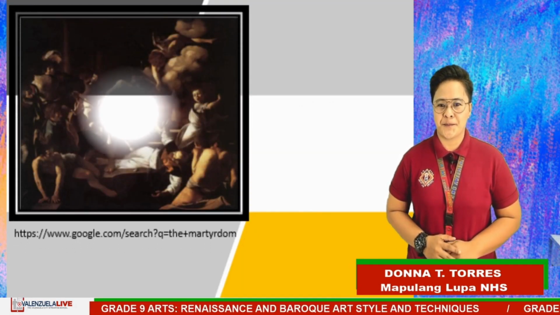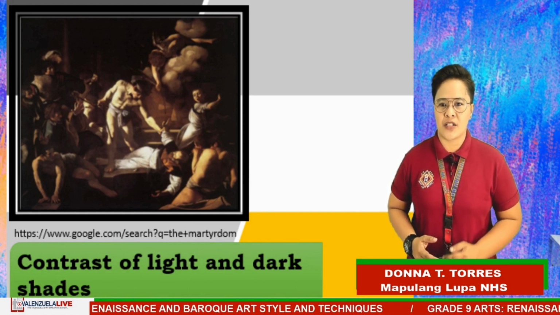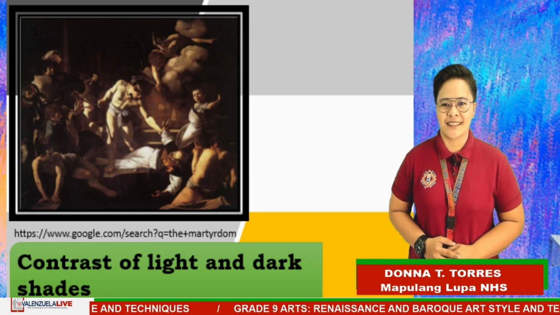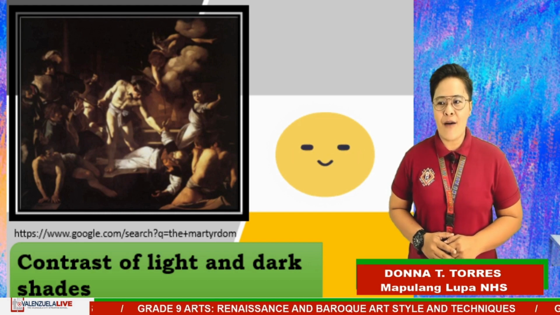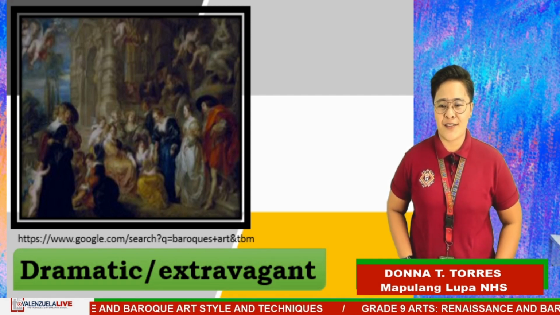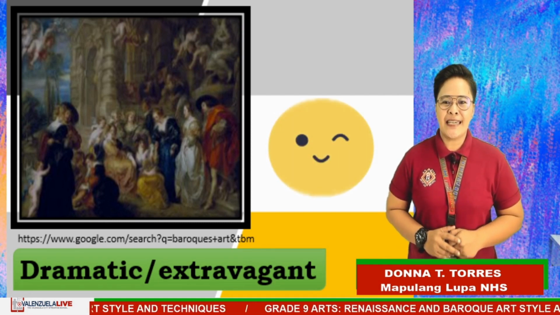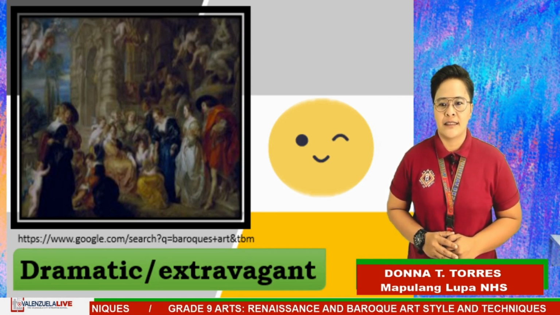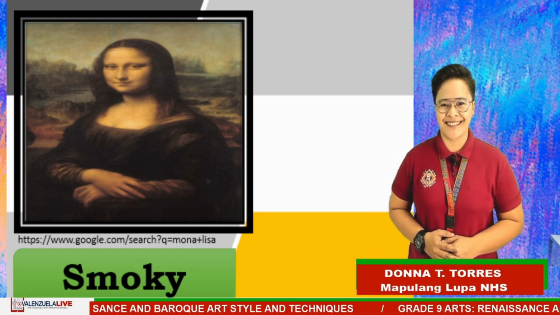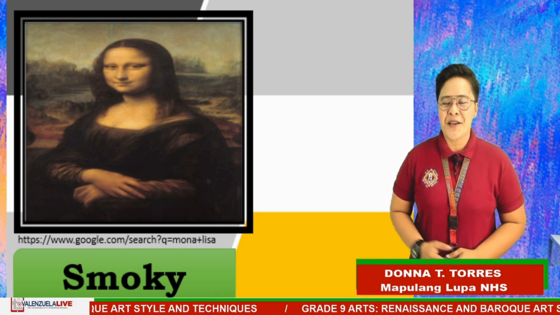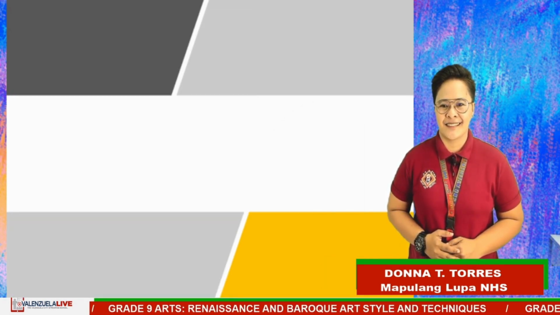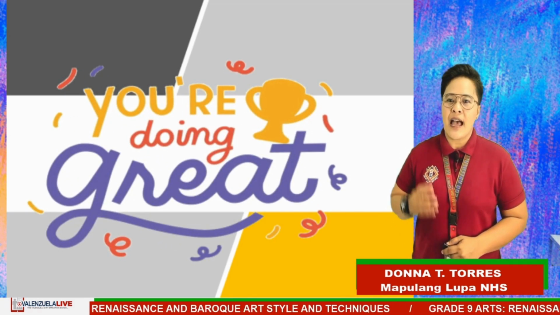Now, here's number 3. A contrast of light and dark shades. What's your answer, learners? Good. Smiling emoji. Let's now have number 4. The correct answer, very good. Winking emoji. For the picture shows Baroque style. Here's the last picture. Smoky. What's your answer, learners? Great. It's a smiling emoji because the picture shows Renaissance style. Great job, learners. Now, here's a recap of your answer.